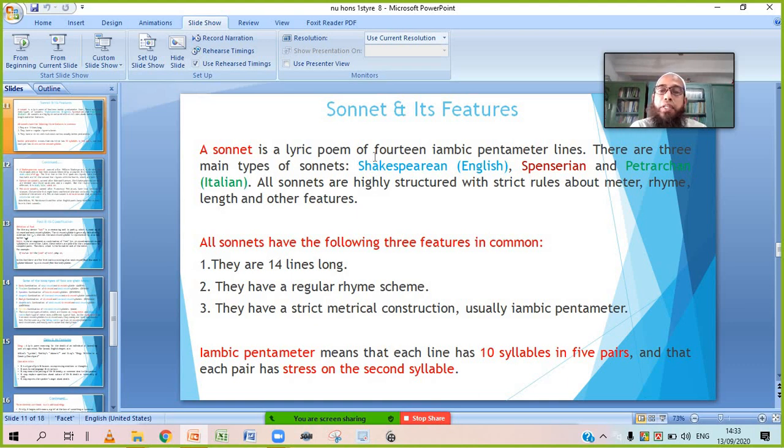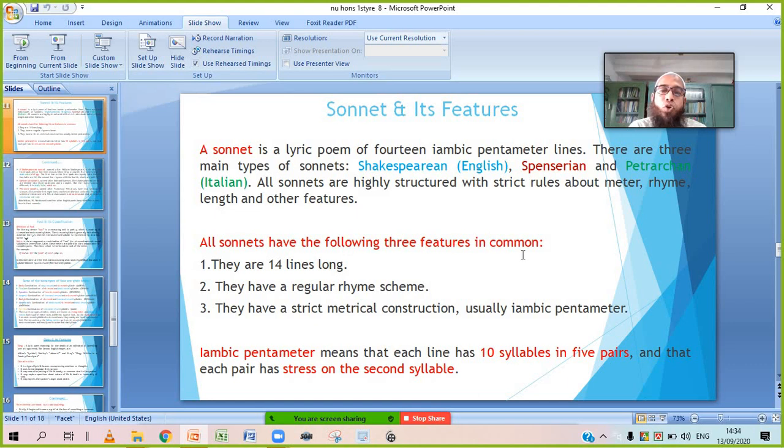A sonnet is a lyric poem of 14 iambic pentameter lines. There are three main types of sonnets: Shakespearean sonnet, also known as English sonnet; Spenserian sonnet; and Petrarchan sonnet, also known as Italian sonnet. All sonnets are highly structured with strict rules about meter, rhyme, length, and other features. So there are three types of sonnets.